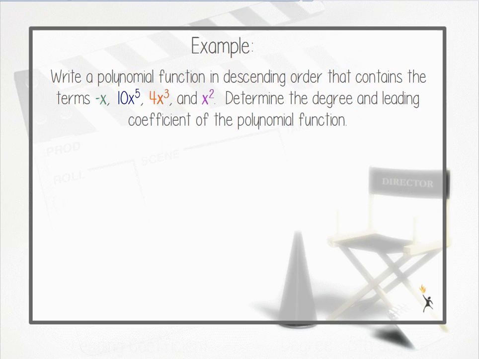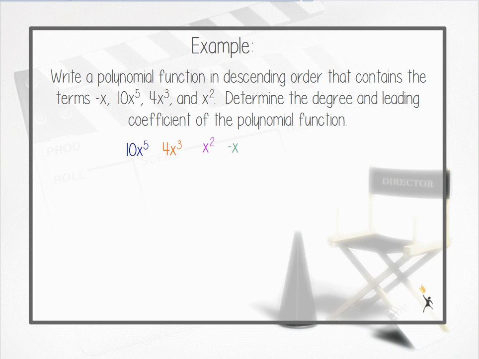One more super quick example. Sometimes a problem will simply give you the terms and ask you to write a polynomial function in descending order that contains those terms. This one also asks us to determine the degree and leading coefficient of the polynomial. So first things first, remember, take this in baby steps, follow the instructions one at a time. Write the polynomial in descending order. Super simple. Take the term with the biggest exponent, and the next, and the next, and the next. And where you don't have a minus, we want to put a plus, right?